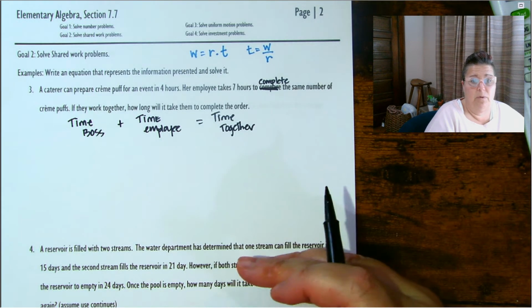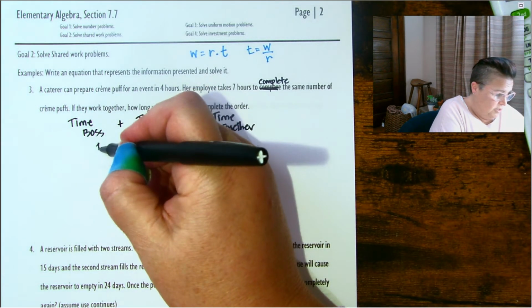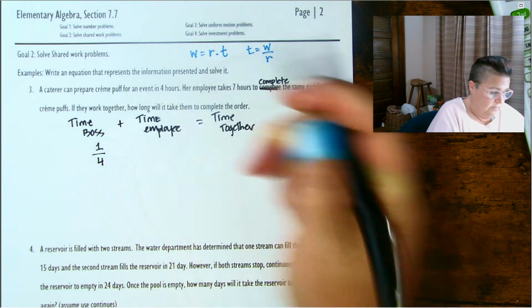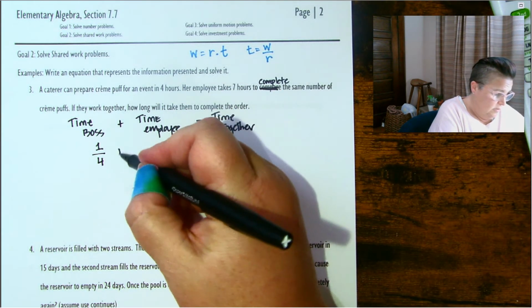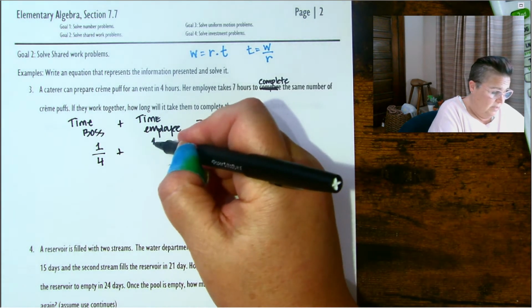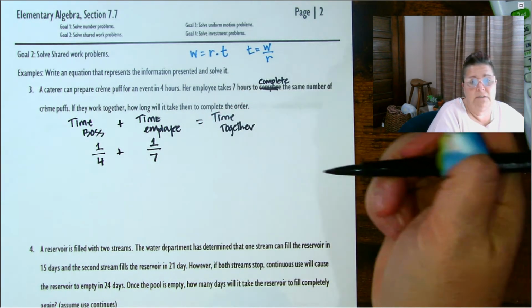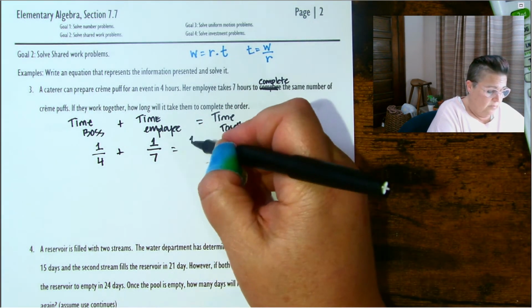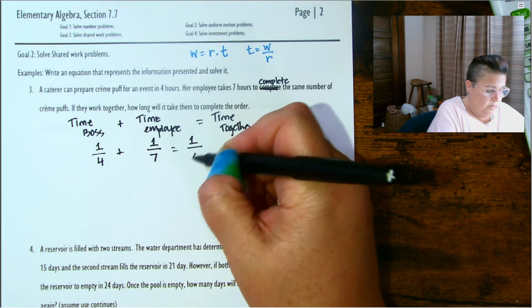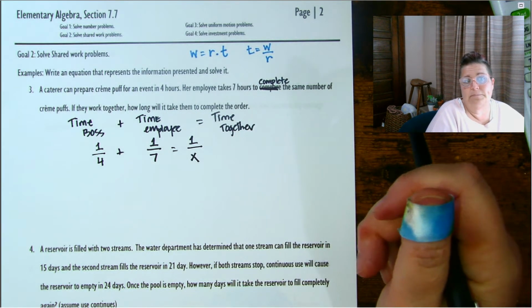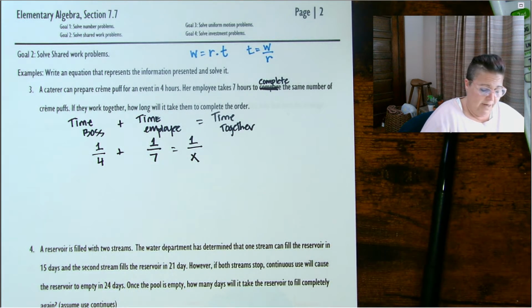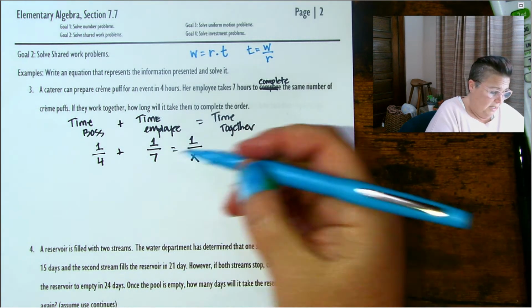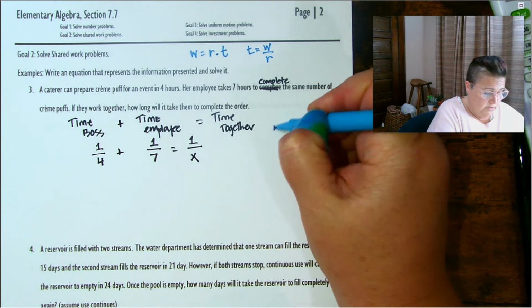Now, the time of the boss is one job gets done in 4 hours. So the work done is one job. The rate is 4 hours. Plus the time of the employee is one job done in 7 hours. The time together is one job done, but we don't know how many hours. So this gives us our fractional equation, our rational equation, and we can look at our restrictions.